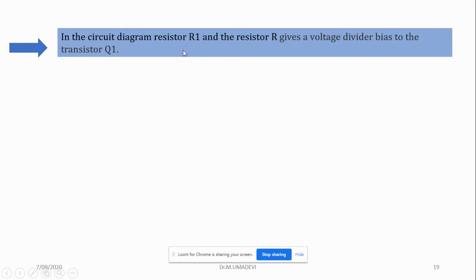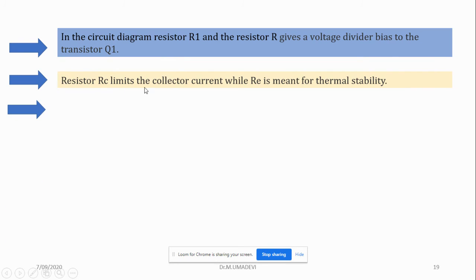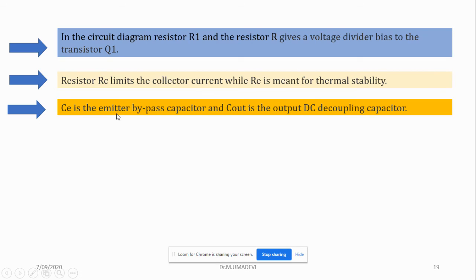What we can understand from the diagram. R1, R2 give the voltage divider bias to the transistor Q1. Then RC is the collector resistance which limits the collector current, whereas RE is for thermal stability. CE is the emitter bypass capacitor and Cout is the output DC decoupling capacitor.